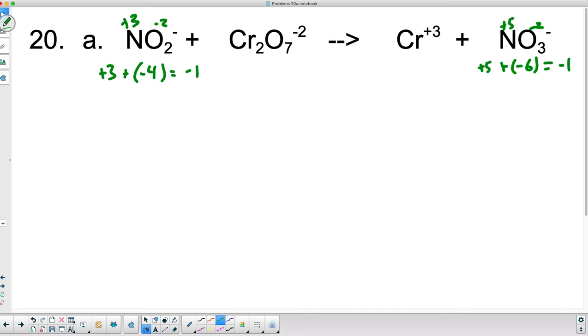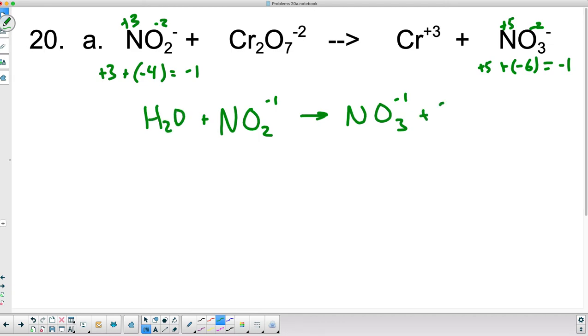So that means going to the right is oxidation. So nitrite to nitrate is going to be our oxidation, like that. So what we do then is, because we have the same number of nitrogens on both sides, now we have to balance the oxygen with water. So 1 water on this side, and then 2 H pluses on that side to balance the hydrogens in the water.